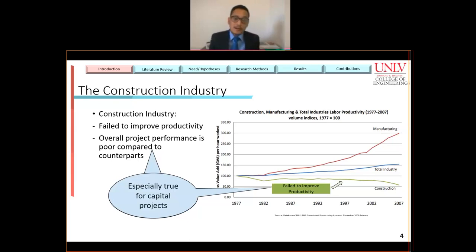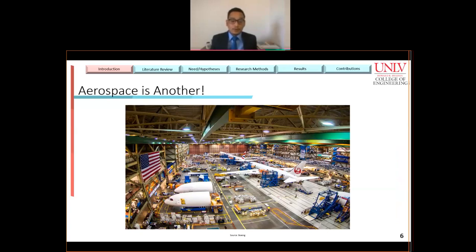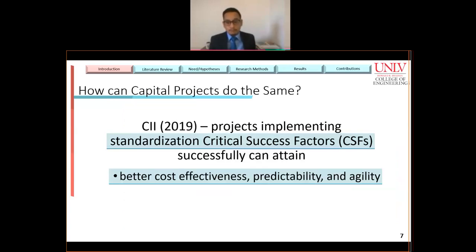Well, standardization helps. Other industries such as the shipbuilding industry and the manufacturing industry have been known to implement the standardization strategy successfully and have reaped the substantial benefits that accompany this strategy. The aerospace industry is another example of such an industry. Considering this, the pertinent question is, how can capital projects do the same?